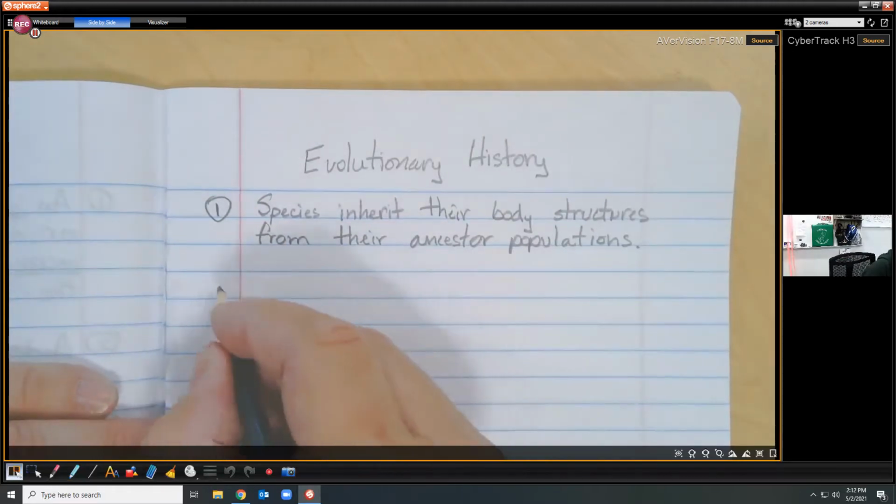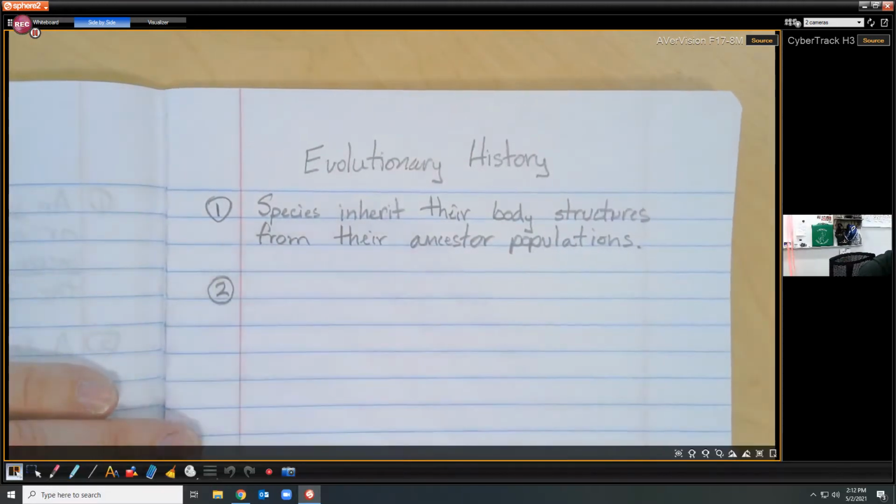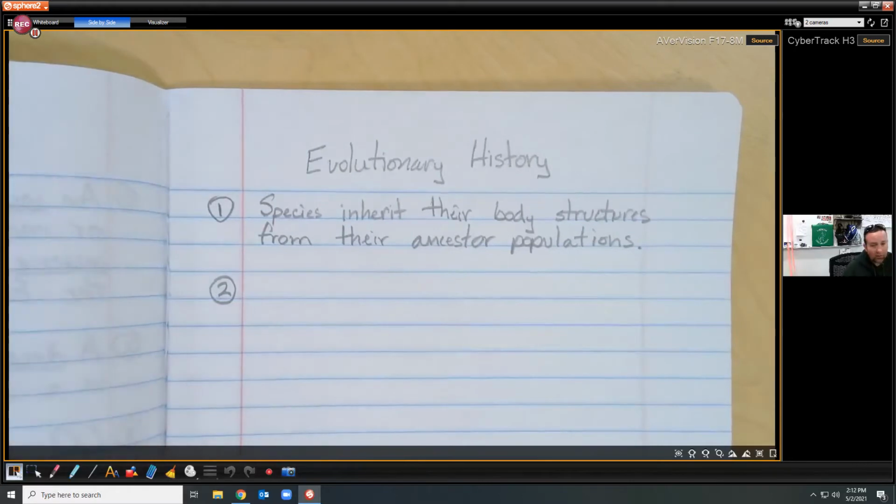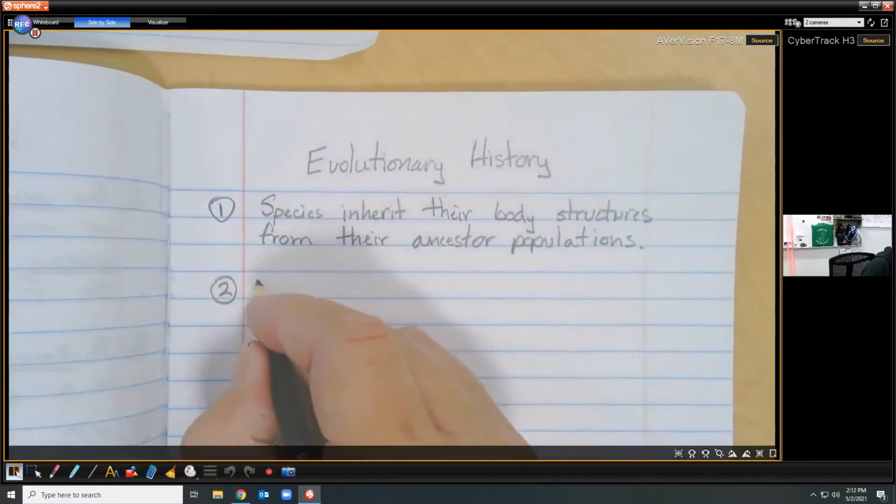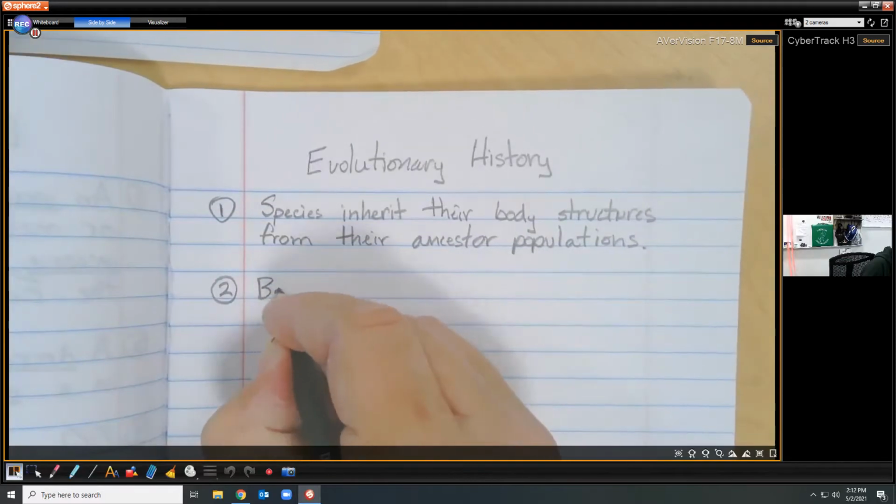So let's go to our next key concept, number 2 on the list. This one is body structures that are shared between 2 species is evidence that these 2 species inherited the shared structure from a common ancestor. Kind of basically what I just said. So let's go ahead and write that down.